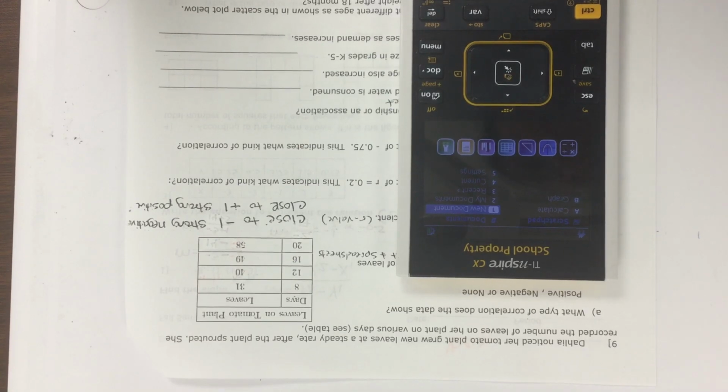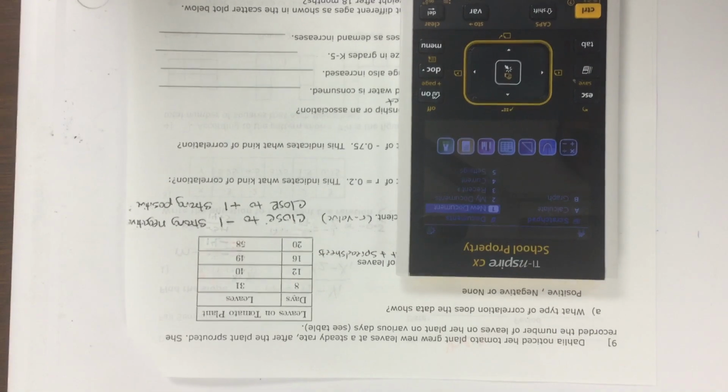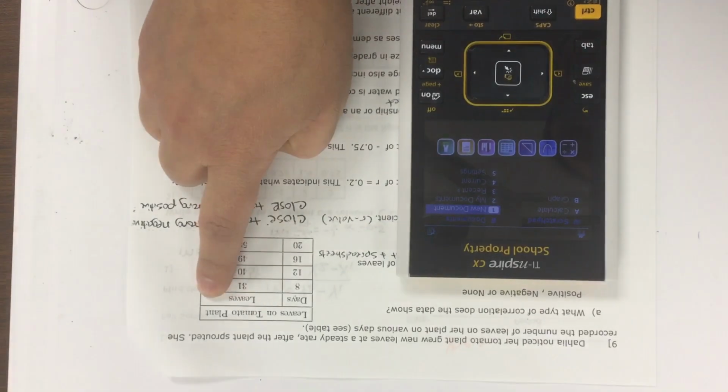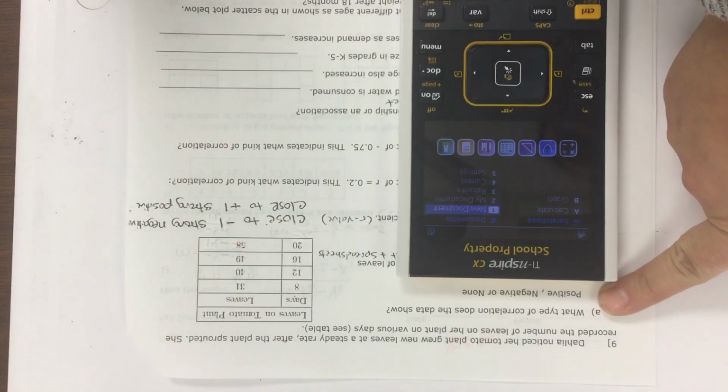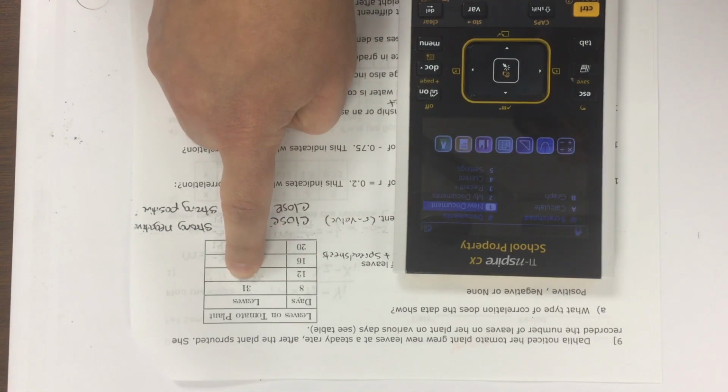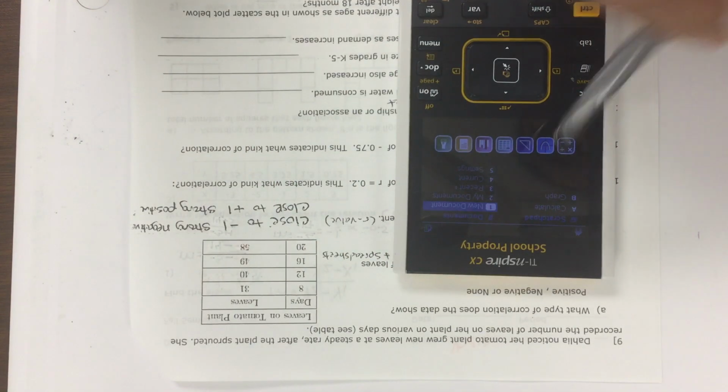In this video, I'm going to go over the review part 2, questions 9 through 16. Number 9, we're talking about Delilah and her collection of data over her tomato plant. And we're asked, the first part is to determine the type of correlation. I can see here the X values are increasing as well as the Y values. They're both increasing. It's going to be positive.